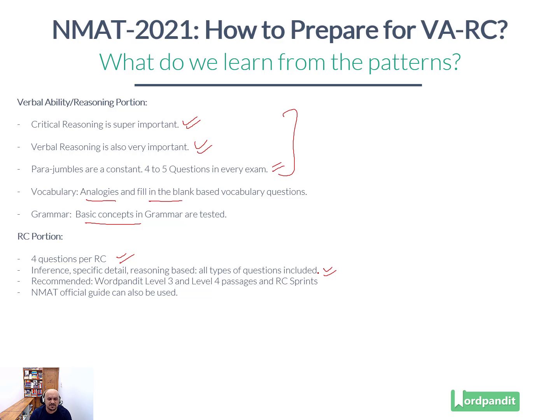So that's the level differentiation. As far as our practice portion goes, you should practice level 3, some level 4 passages and RC sprints from the dashboard. That's sufficient practice. NMAT official guide can also be used for practice, right? So these are the areas that you've got to practice from.